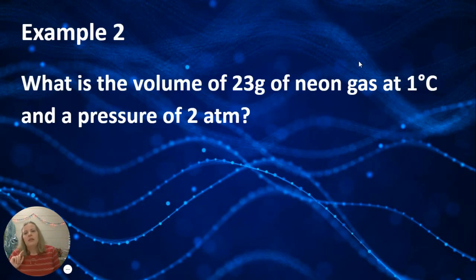Give that a try. The other example is going to be, what is the volume of 23 grams of neon gas at 1 degree Celsius and a pressure of 2 atmospheres? All of the information that you need to solve these problems is already given in the problem. So you're either going to be using that relationship where it's 22.4 liters for a mole of gas at STP, or you're going to be using the ideal gas law. See if you can work these out, and then in the next video, I will go over the answers and give you some pointers. All right? Good luck.